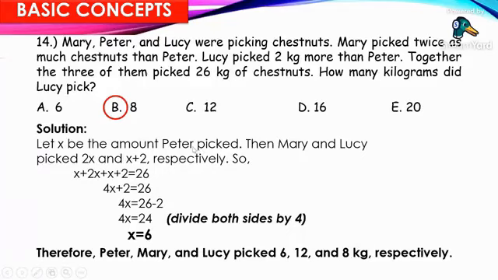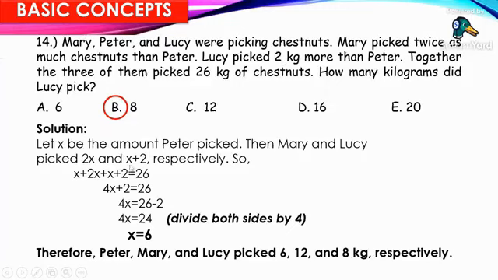Okay, so let x be the amount Peter picked. Then Mary and Lucy pick 2x and x plus 2 respectively. Kasi sinabi sa problem, Mary picked twice as much chestnuts as Peter. So si Peter yung baseline natin. So Peter yung magiging x. So for Mary, that is 2x. For Lucy, he picked 2 kilogram more than Peter. So that is x plus 2.